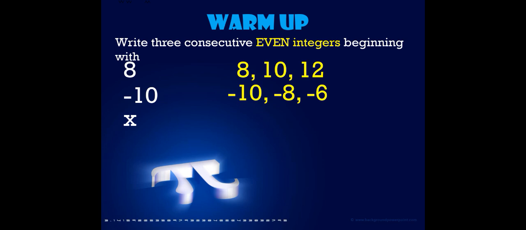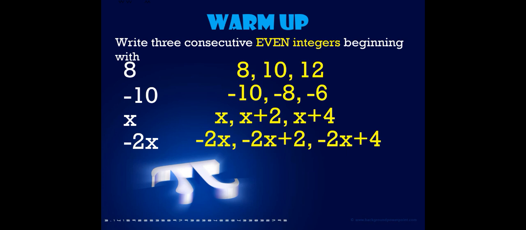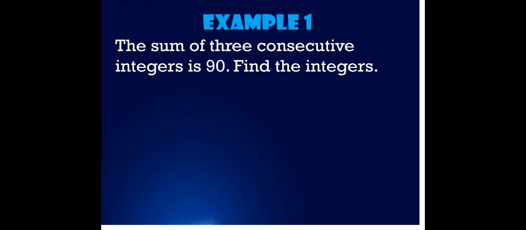Okay, here, since we are looking for even integers, you should start with x plus 2 right away. So, we have x plus 2, and x plus 4. The next is x plus 6. The next is x plus 8, and so on. For negative 2x, we will have negative 2x plus 2, negative 2x plus 4. Okay, let's have example number 1.